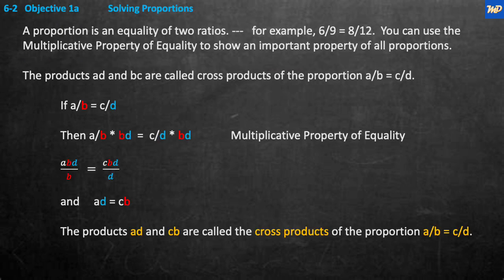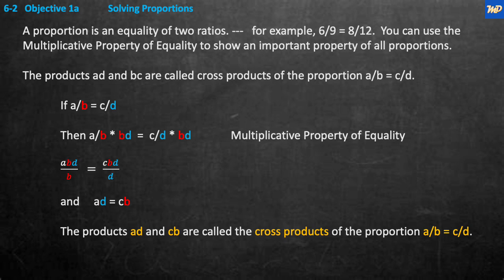Objective 1A, solving proportions. A proportion is an equality of two ratios. For example, as we looked at before, 6 divided by 9 is equal to 8 divided by 12. You can use the multiplicative property of equality to show an important property of all proportions. We're going to look at that right here in this slide. The products AD and BC are called cross products of the proportion A/B equals C/D. So let's look at this.